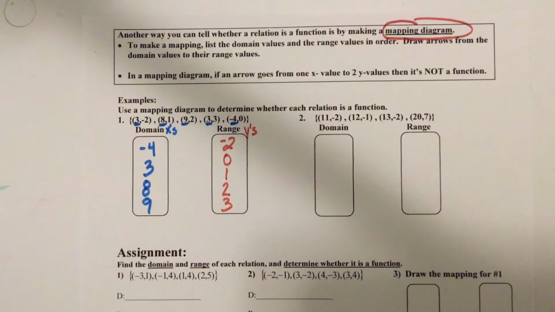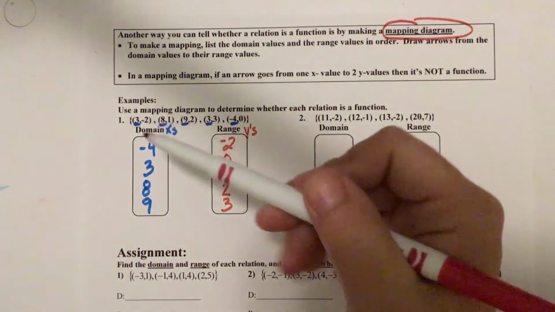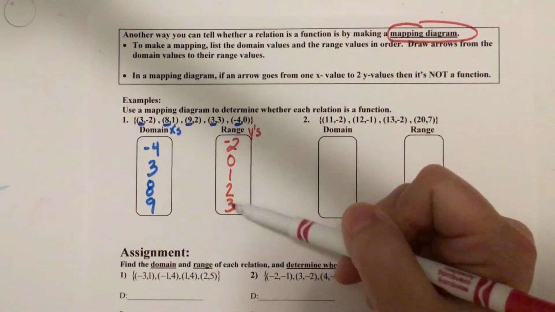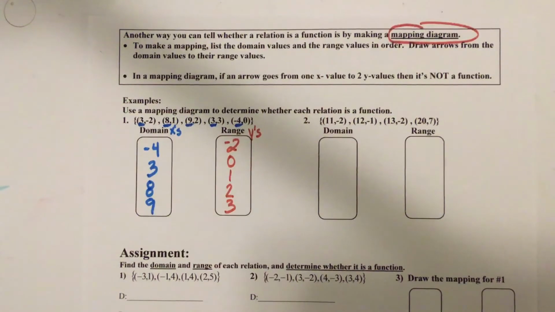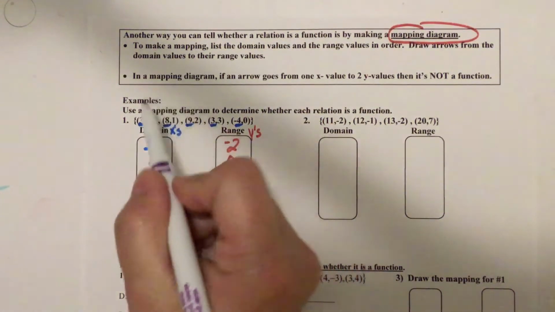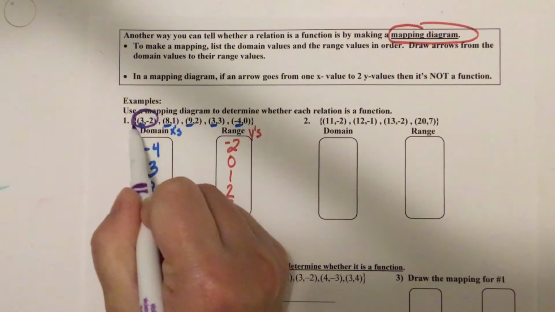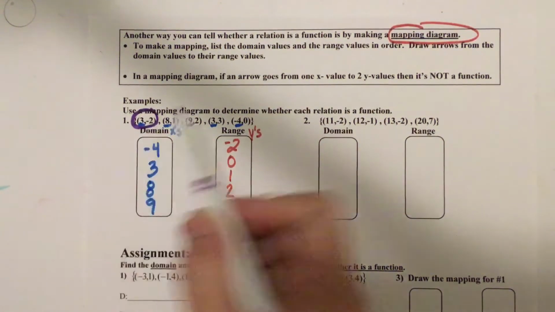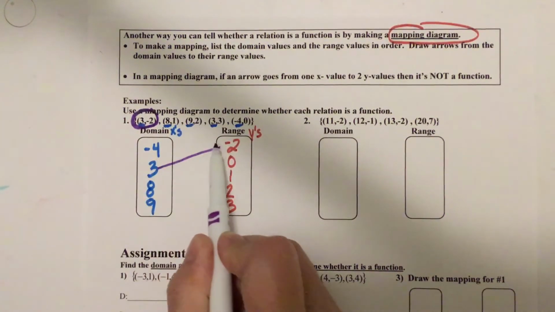Okay, so it's basically doing what we did earlier. Domain are x's, smallest to largest, don't repeat numbers. Range are y's, smallest to largest, don't repeat numbers. And then we draw arrows showing what goes to what. Okay, so you see this ordered pair, 3, -2? That means the 3 goes to the -2. So I draw an arrow from the 3 to the -2.